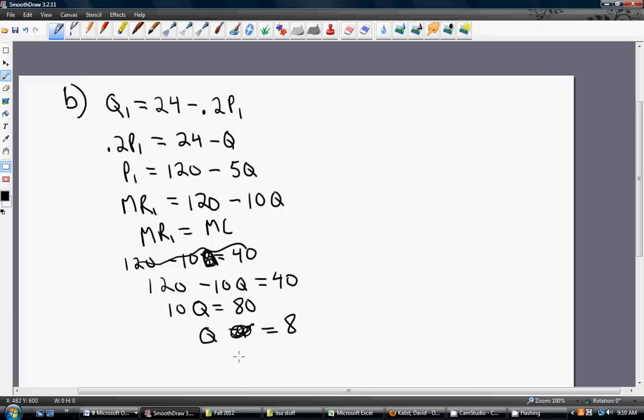Q equals 8, and the price equals, plugging 8 back in the inverse demand up here, 120 minus 5Q. Excuse me, 5Q. Like I said, it's too early in the morning to be doing this. Price equals $80. Okay. Let's try this now for market 2.